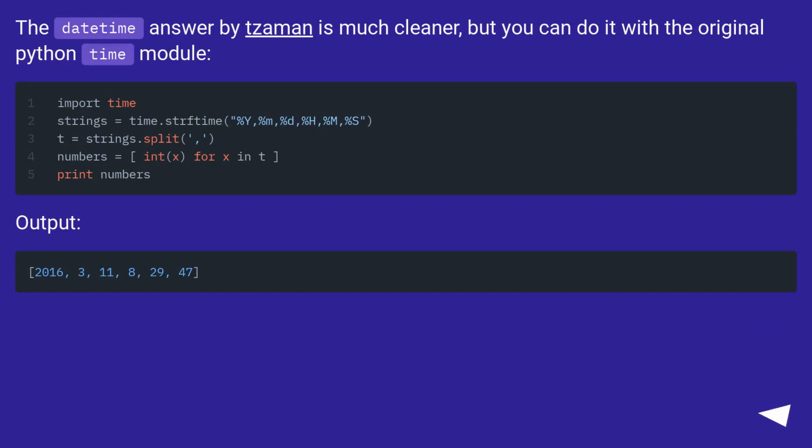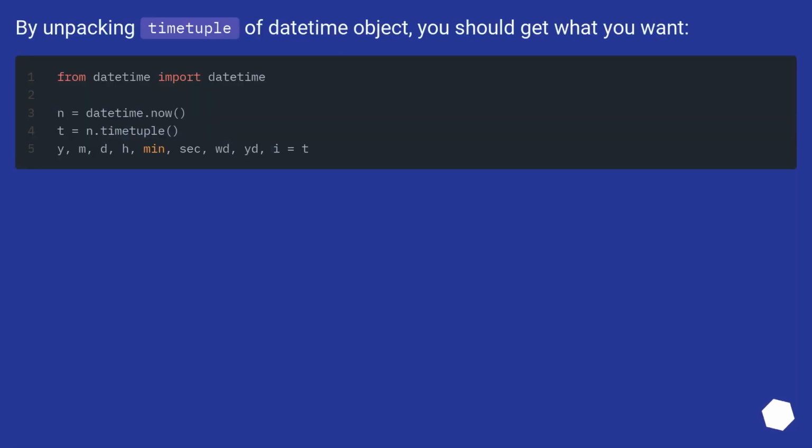The datetime answer by Zaman is much cleaner, but you can do it with the original Python time module. Output. By unpacking the time tuple of the datetime object, you should get what you want.